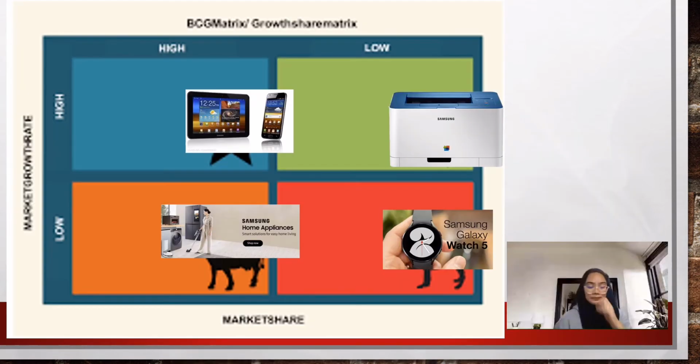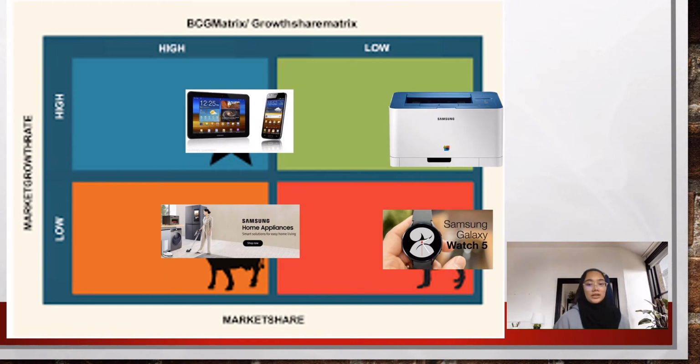Okay, for the star quadrant, I will explain in more detail regarding the BCG metrics with the example from Samsung Electronics. The products classified in the star category are the products which are high in market growth with a high market share.